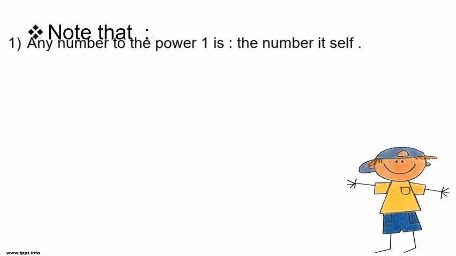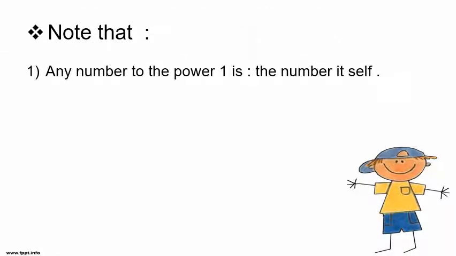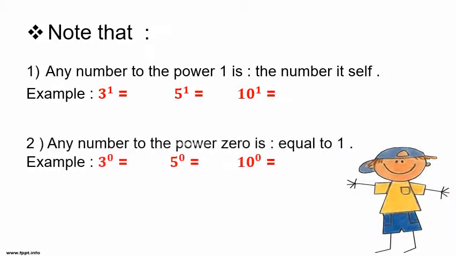So we have to note that any number to the power 1 is the number itself. Examples, 3 to the power 1. We are going to find their answers, and any number to the power 0 is equal to 1. Okay, so 3 to the power 1 is equal to 3. 5 to the power 1 is equal to 5. 10 to the power 1 is equal to 10. 3 to the power 0 equals 1. Keep it in your mind. Any number to the power 0 equals 1.